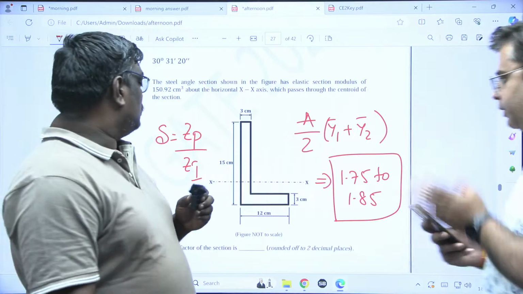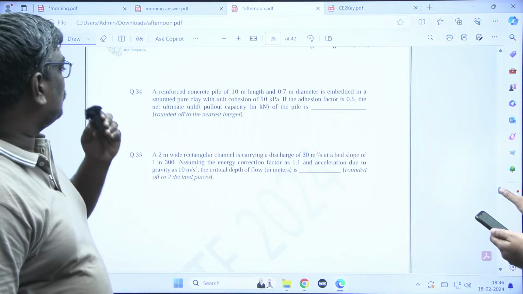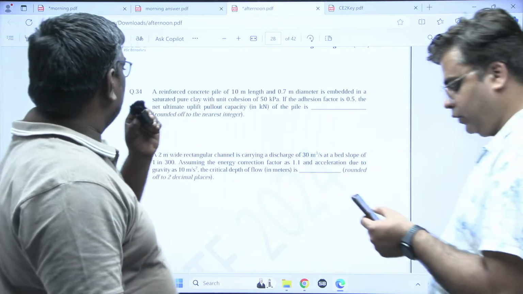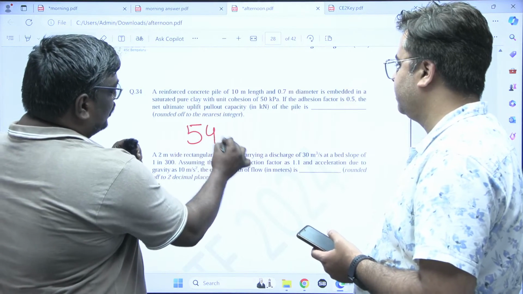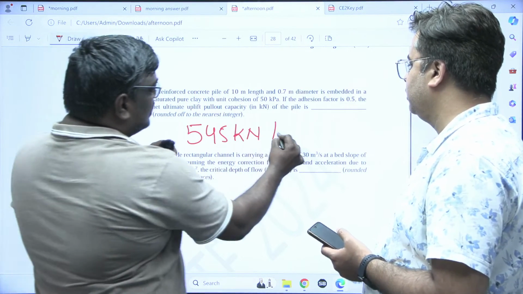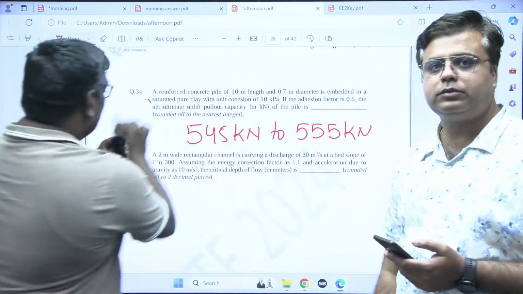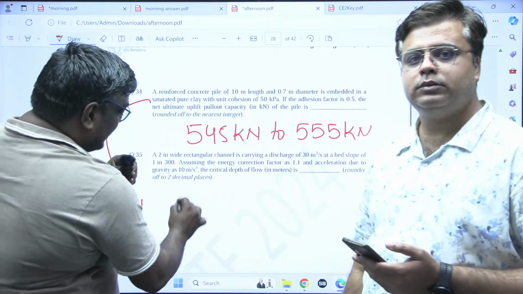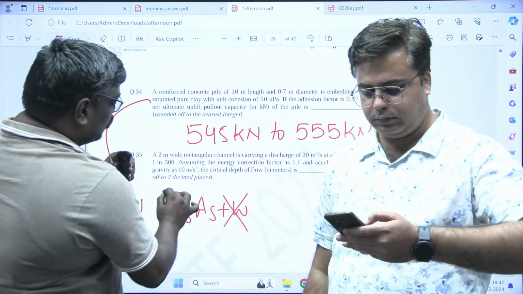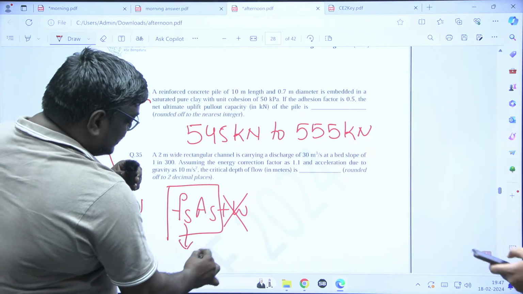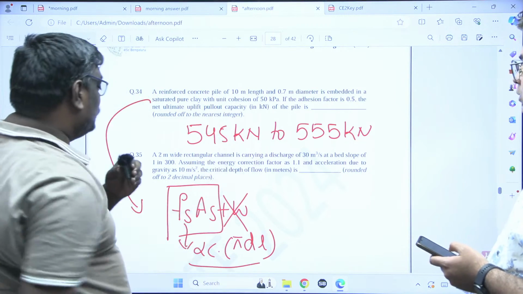Okay. Next, you have question number 34. A reinforced concrete pile of 10 meter length and all these things. How much? 545 to 555. Yeah, the range is given: 545 kilonewton to 555 kilonewton. See, students, here they have given you uplift, pull out. That means actually there should be FS plus self weight, but self weight is not given, so we can directly take FS into AS, that is alpha C into pi into D into L, and if you plug in these values, you will get the answer.